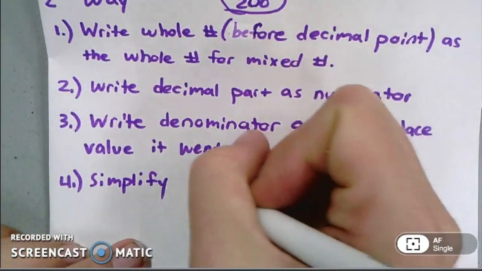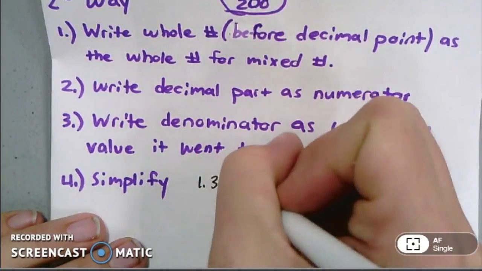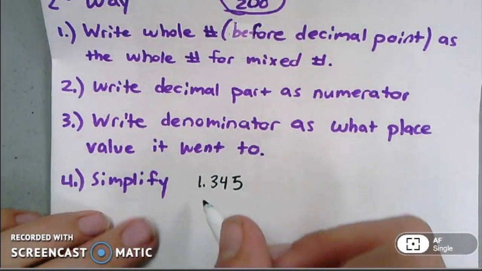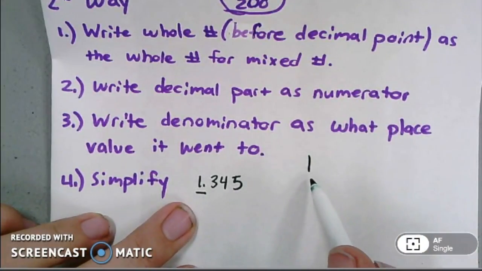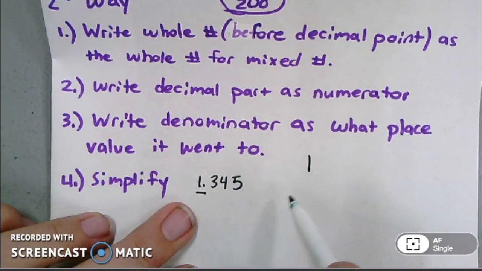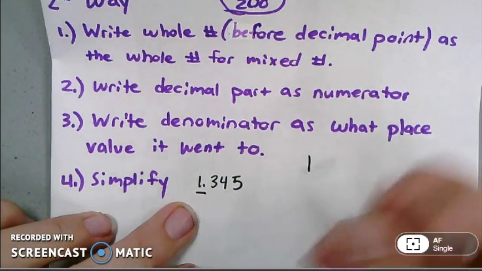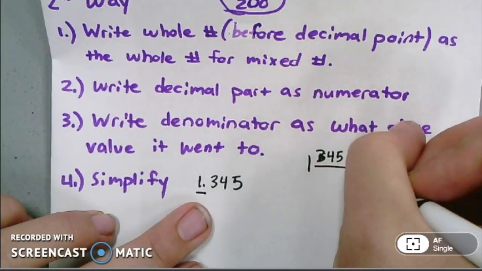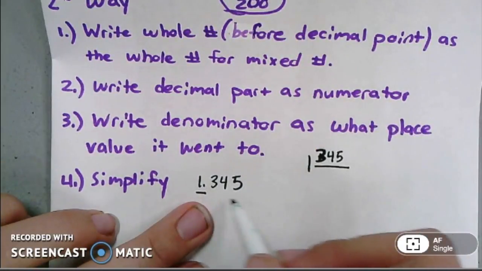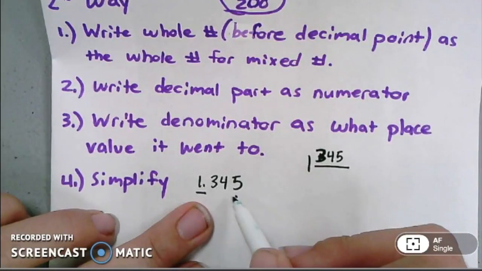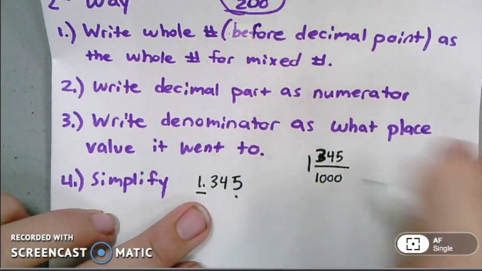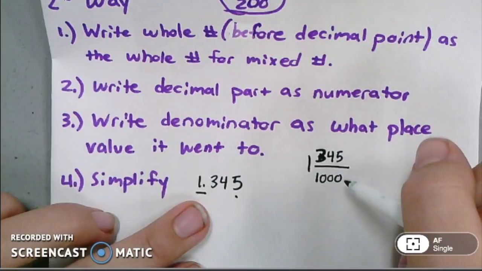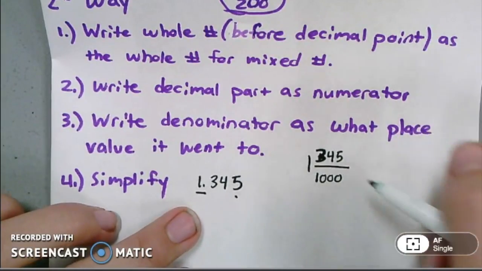Well, let's use the same problem. So we have 1.345. Okay, so I'm going to take my whole number, 1, and I'm going to say that's going to become the whole number for my mixed number. Then I'm going to take my 345 as my numerator. And then I'm going to look at this last decimal place and say this is the tenths, hundredths, thousandths. And so I'm going to place that under 1,000. And then I'm going to simplify my fraction.